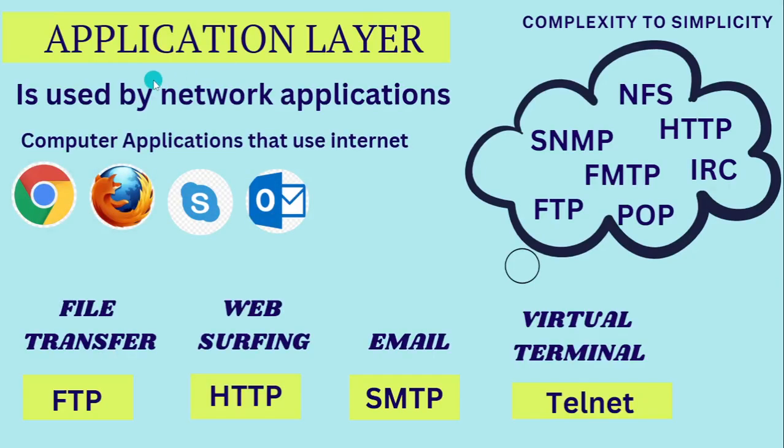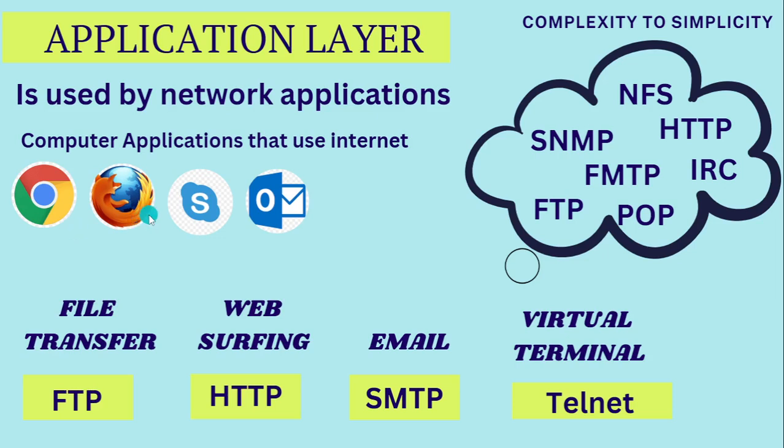Friends, the application layer is used by network applications. Now what are network applications? Network applications means computer applications that use the internet. For example, we have browsers like Google Chrome and Mozilla Firefox. We have some other applications like Skype and Outlook. So a web browser is running on a PC or a device.